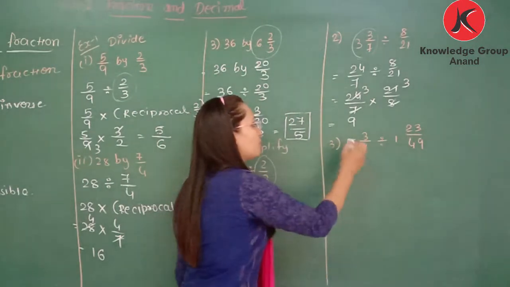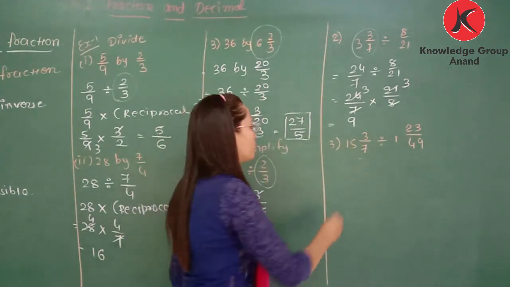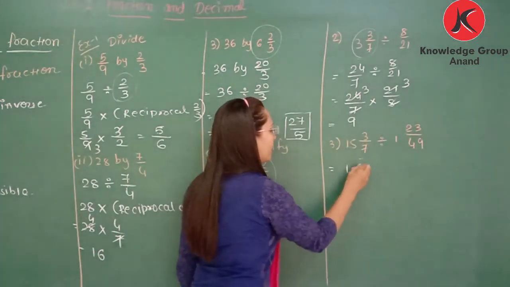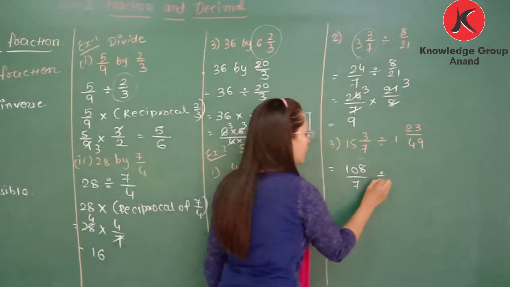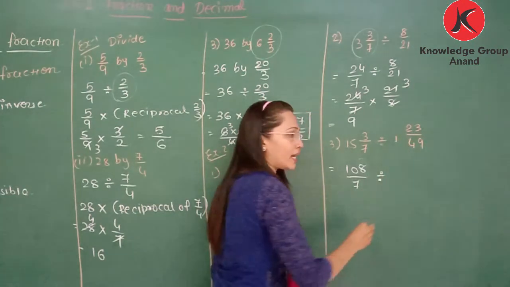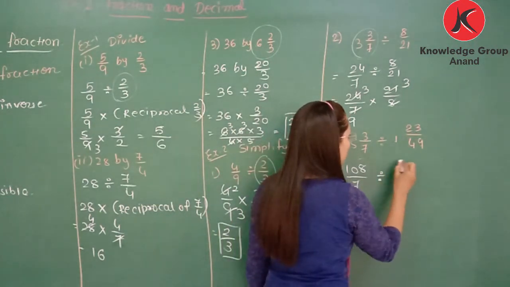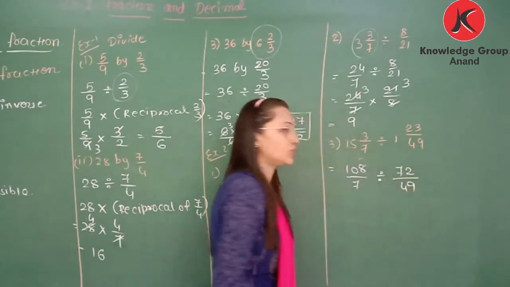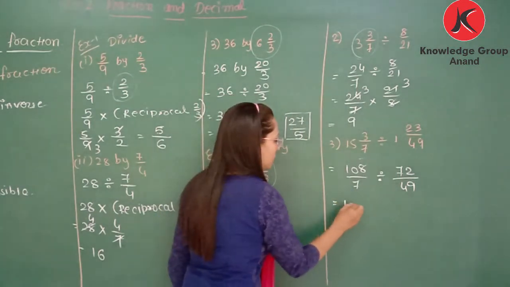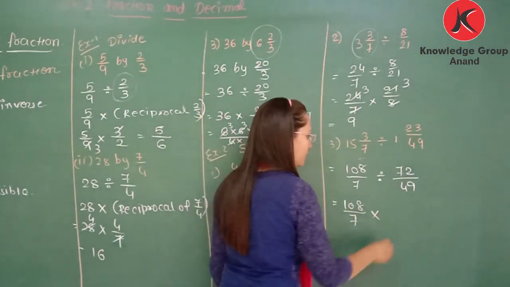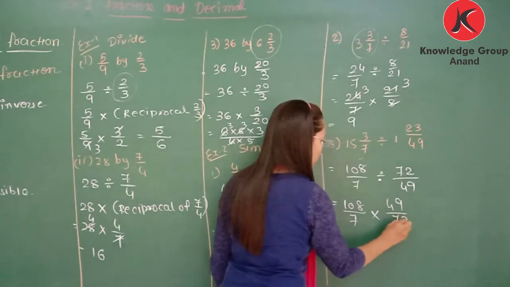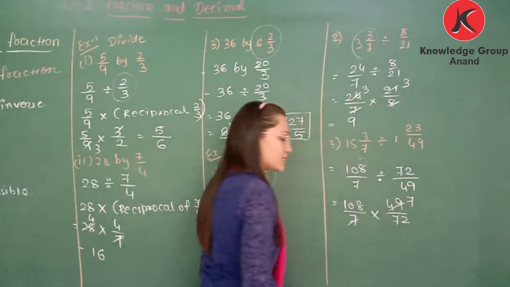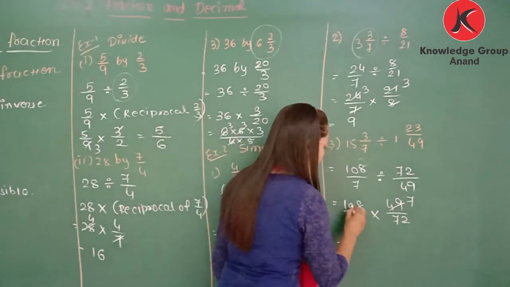Now next one, 15 3 by 7 divided by 1 23 by 49. First convert this mixed fraction into improper. 15 7s are 105 plus 3, 108 by 7 divided by 49 ones are 49 plus 23, so it will be 72 by 49. Now convert division into multiplication by writing the reciprocal of the next number. So here 7 7s are 49. You can cancel out this. So that is a common factor.